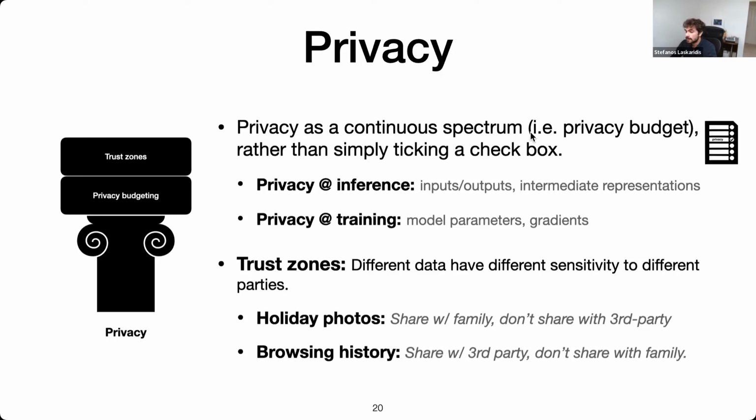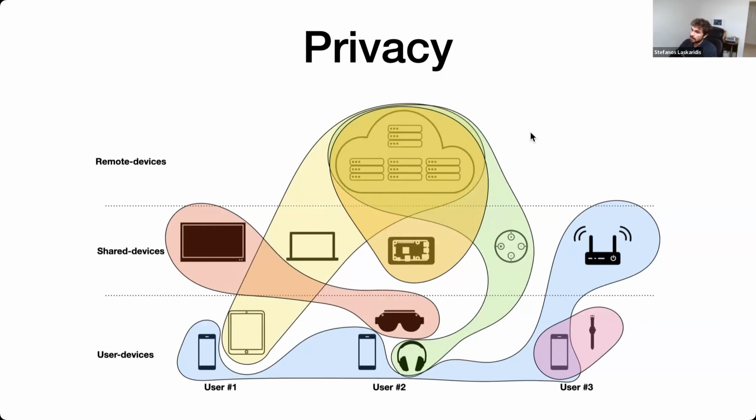Or the inverse is that you have your browsing history that you are potentially willing to share with a third party, but not necessarily with your family. So these trust zones shape the collaboration opportunities and access levels between devices. And this is bringing this topic back to the trust zones and collaboration opportunities that we talked about.